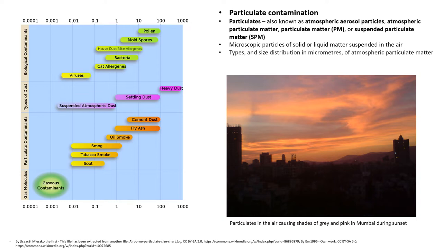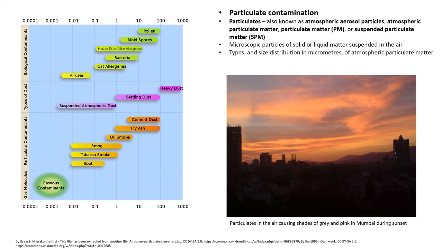Particulate contamination is caused by particulate matter, also called atmospheric aerosol particles, atmospheric particulate matter, particulate matter or PM, or suspended particulate matter or SPM. Here is a schematic representation of types and size distribution of atmospheric particulate matter in the micrometer length scale. The particulate matters are microscopic particles of solid or liquid matter suspended in the air. These are introduced to the atmosphere by both kinds of sources, natural as well as man-made or anthropogenic activities.